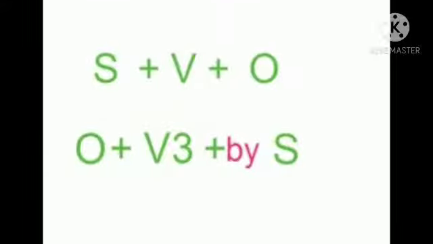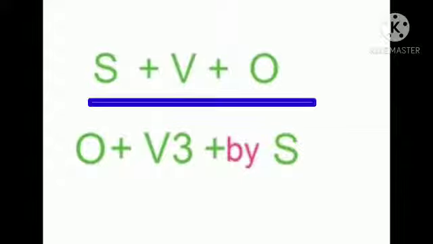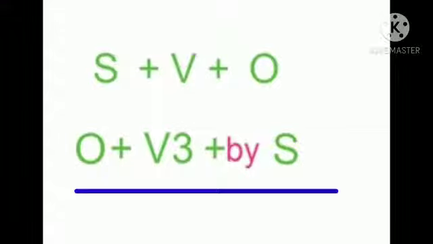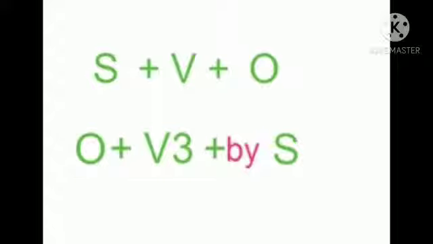So if we see the structure of the sentence to be written in active voice will be subject plus verb plus object. Now, after converting it to passive voice, the structure will be object plus V3, then the preposition by, and after that subject. Now, let us understand it through examples.